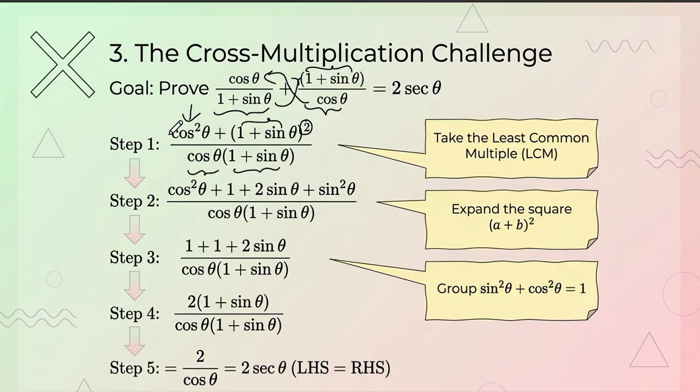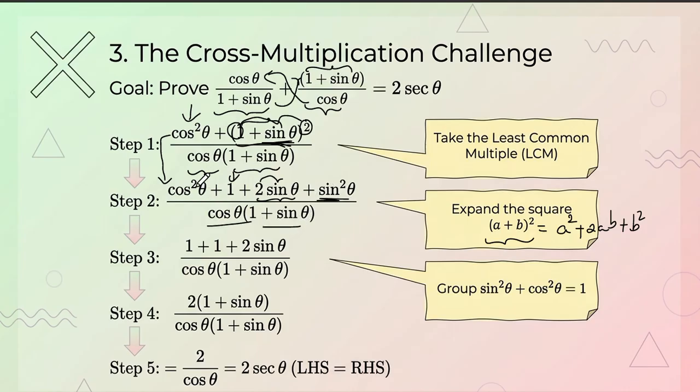Now next step, this cos square theta as it is, we will open this bracket 1 plus sine theta the whole square. So we'll apply here the a plus b the whole square form. We have to expand. So what is the form? a square plus 2ab plus b square. So a is here 1, so 1 square is 1. Then 2 times 1 into sin theta, so 2 sin theta, plus b is here sin theta, so sin theta square. Denominator as it is.